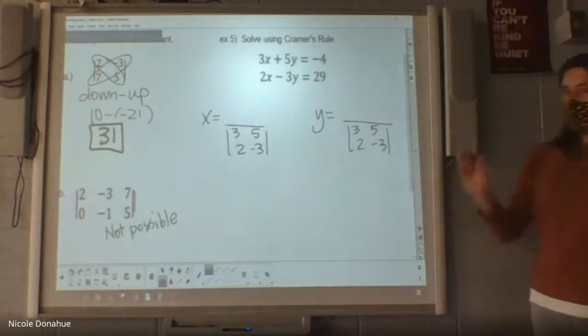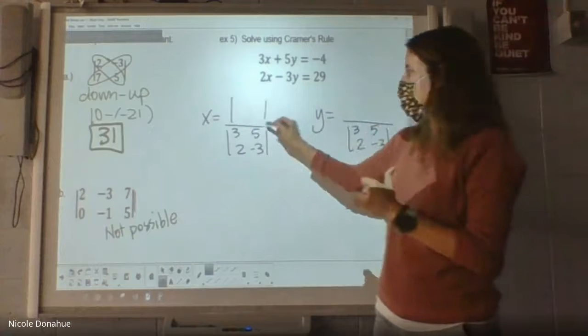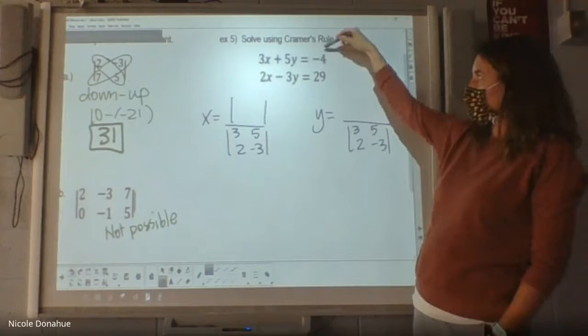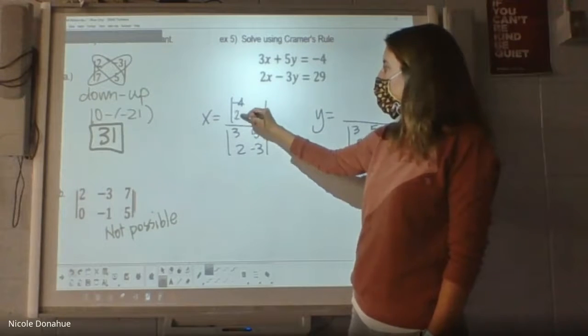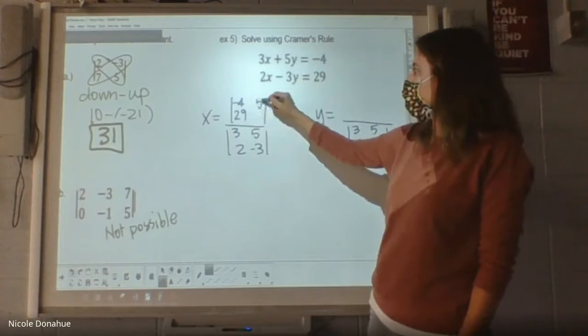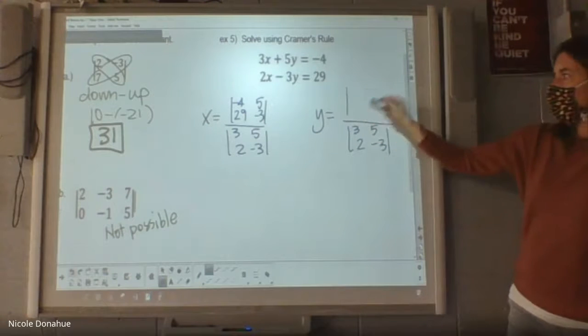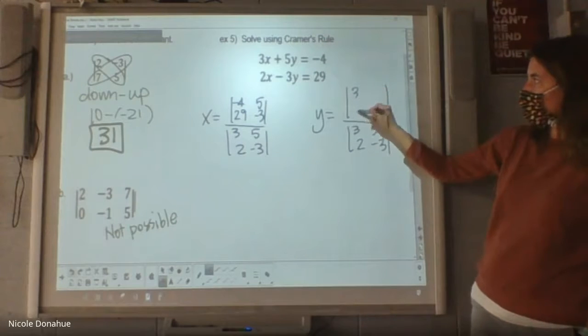So the bottoms are always the same. The top is where it changes. Essentially, if I'm trying to figure out the x, I think of it this way: I write the answer in the x column, and the y column stays the same. And then this just flips on this side. So since I'm solving for y, I put the answer in the y column.